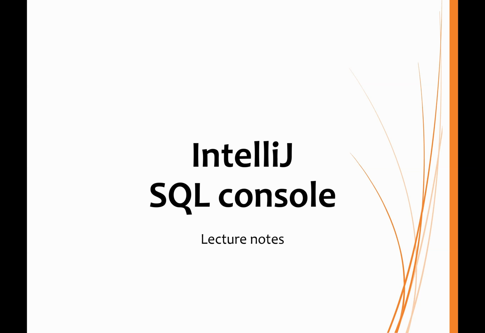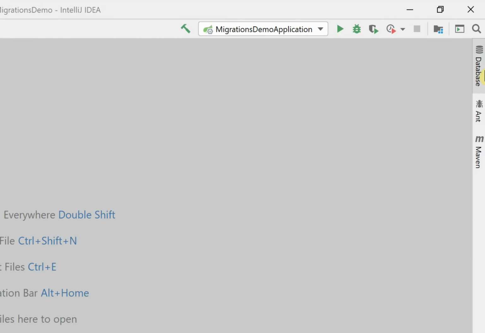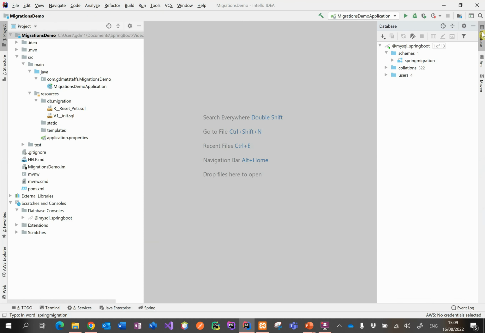In this video, we're going to take a quick look at the SQL console in IntelliJ. IntelliJ has a database tool window that we can open either by clicking on this icon in the top right corner of the window or by going to the View menu, Tool Windows, Database. And it's here in the top right corner.